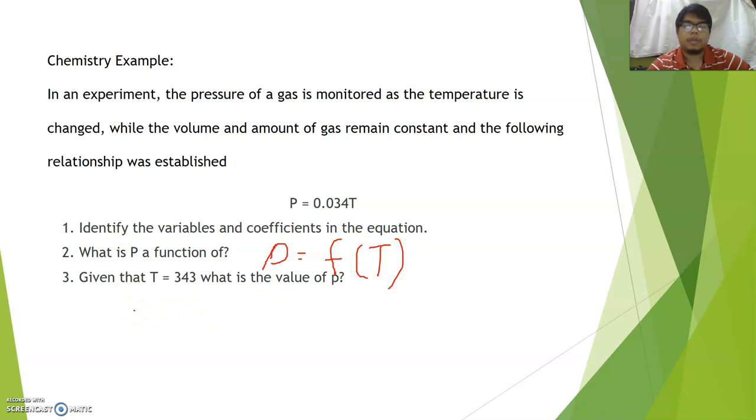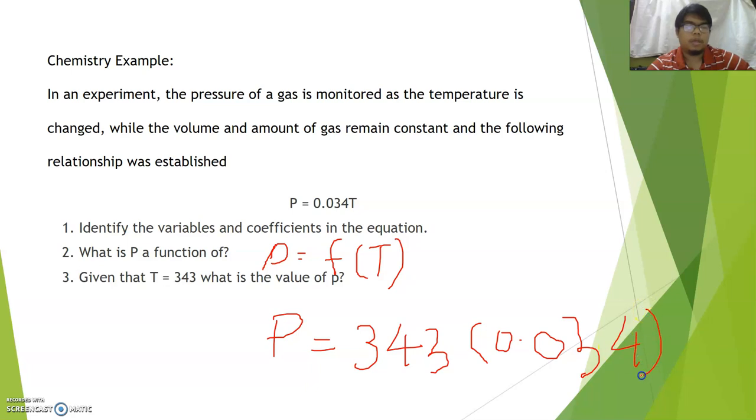So for example, for the third question, given that T equals 343, what is the value of P? What we need to do is just plug the number into our equation. So we calculate it and we can get the value. The value will be 11.662.